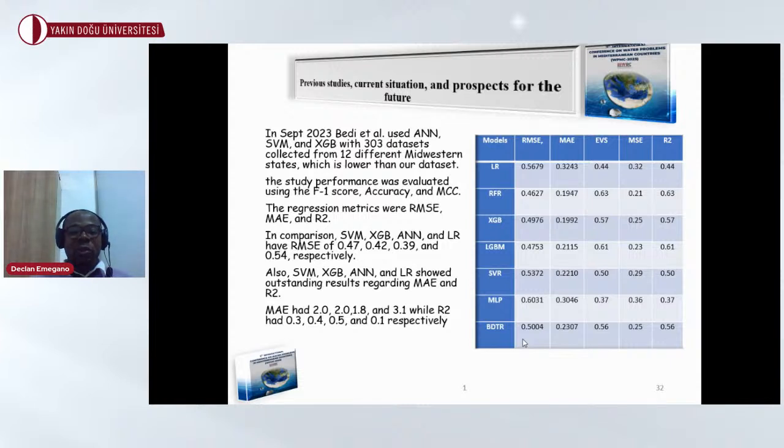And in comparison, his work was very nice because his root mean square error was 0.47. Our own root mean square error was 0.46. So it's close, and 0.39 for SGB, so 0.49. So this shows that our work is comparable, and MAE had 2.0 and 2.01.8 respectively across all the models. So this shows that our study is unique and really predicts the prospect for the future.